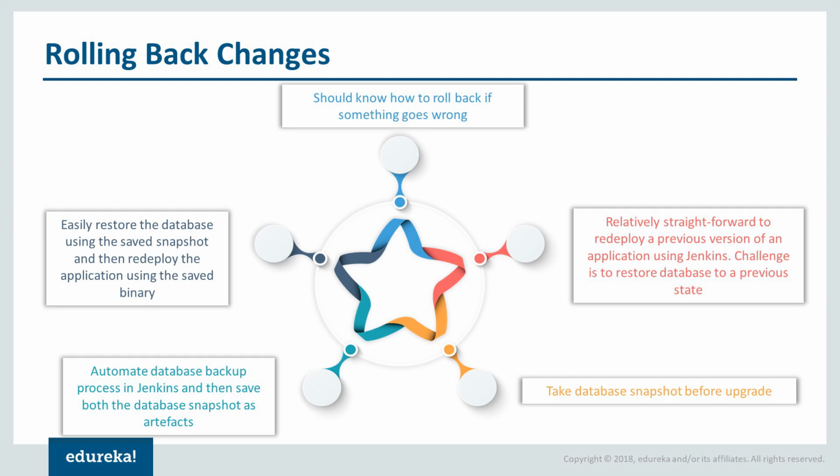This way, you can easily restore the database using the saved snapshot and then redeploy the application using the saved binary. So you can roll back the application, but when it comes to database rollback, we typically keep a copy of the old database. And if something goes wrong, we just point the older application to the previous database for which we have taken a snapshot already.